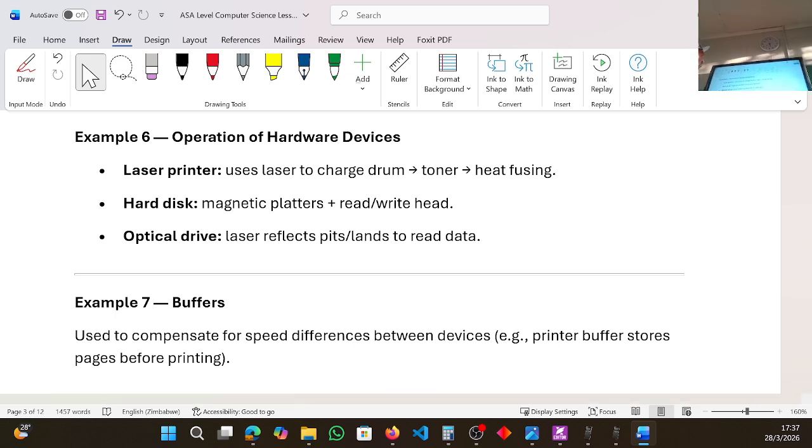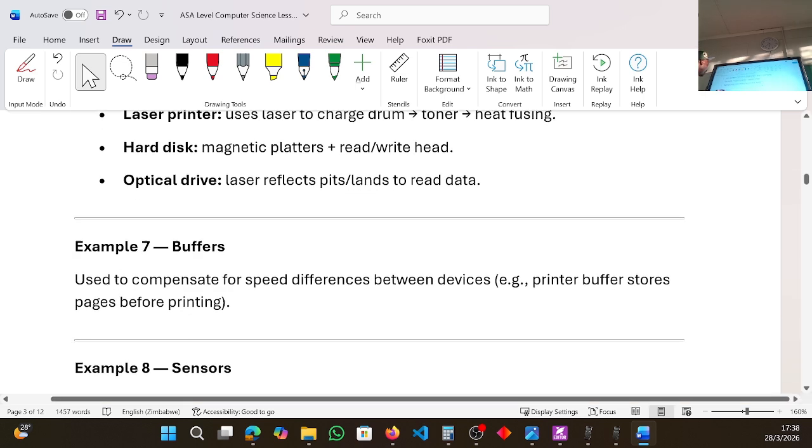We have laser printers, and we know printers are output devices. Their purpose is to use a laser to charge the drum, toner, then heat fusing. We have the hard disk. This one is secondary storage, and it uses magnetic platters, and these perform read or write via the head, which will be moving. Then the optical drive uses laser technology, and there's a reflection from pits and lands in order for data to be read.